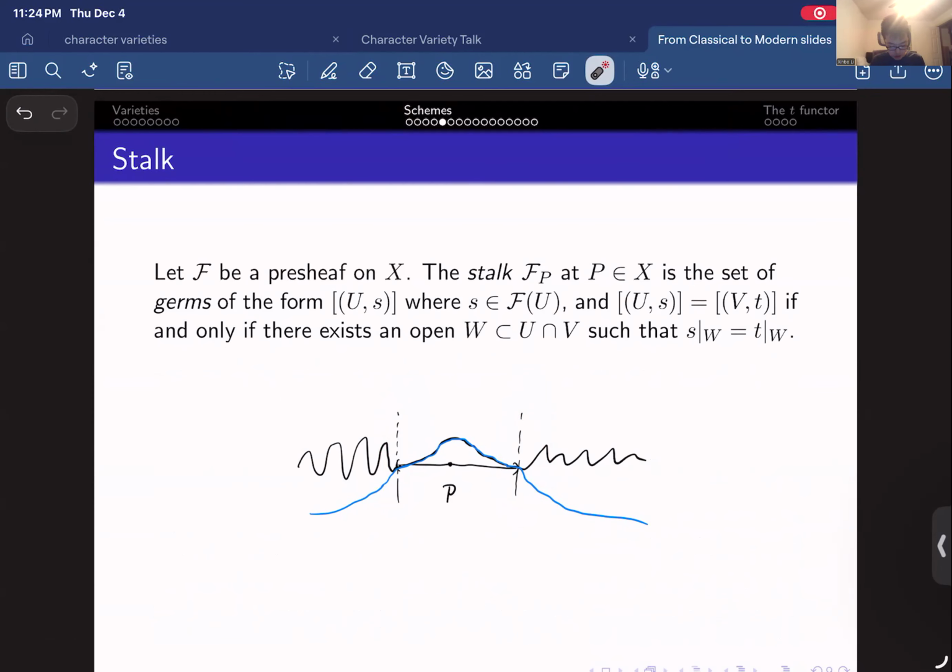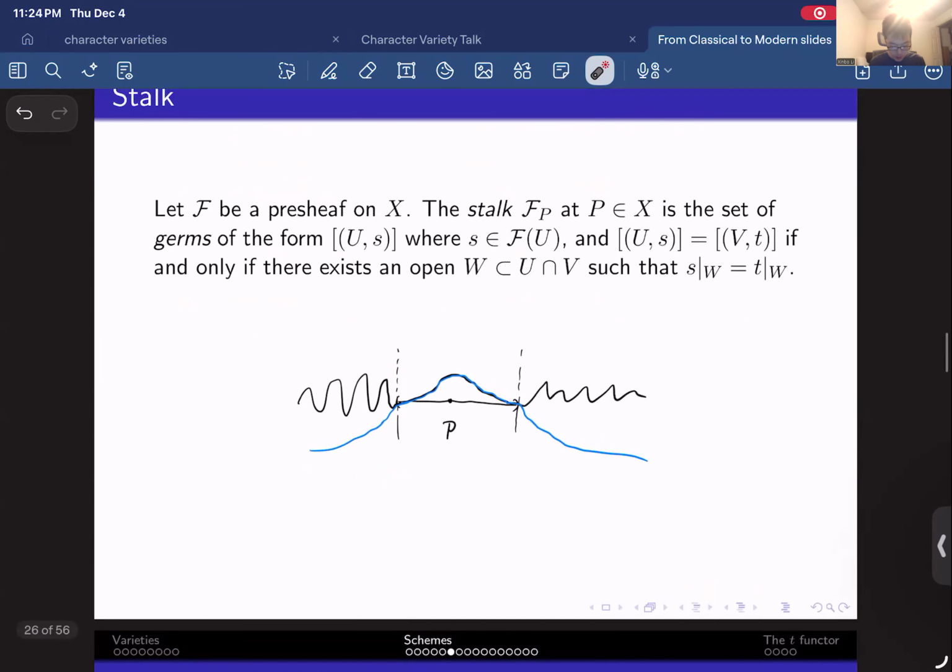So that's really transforming something global into just examining, like magnifying, something around p such that you don't really care about the rest of the world. You're just using a magnifying glass to recognize the neighborhood around p and its behavior over that neighborhood.